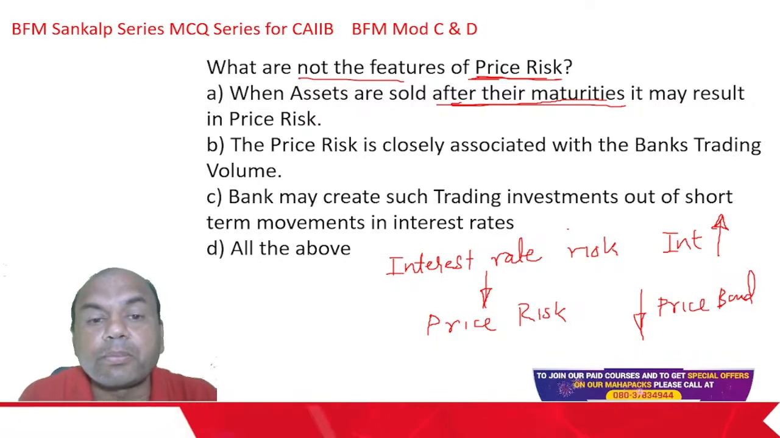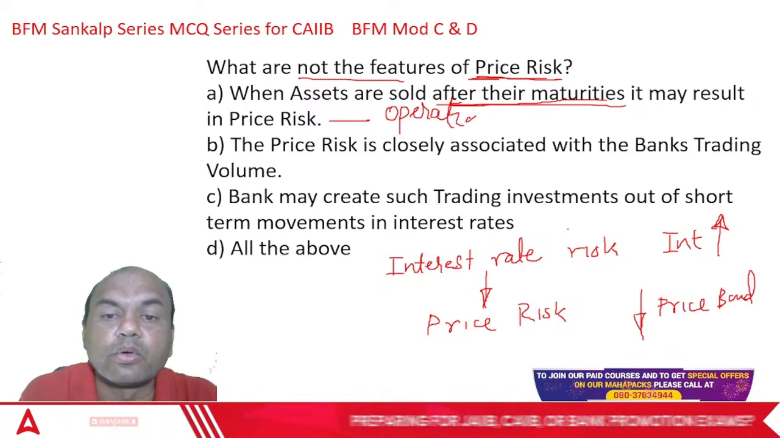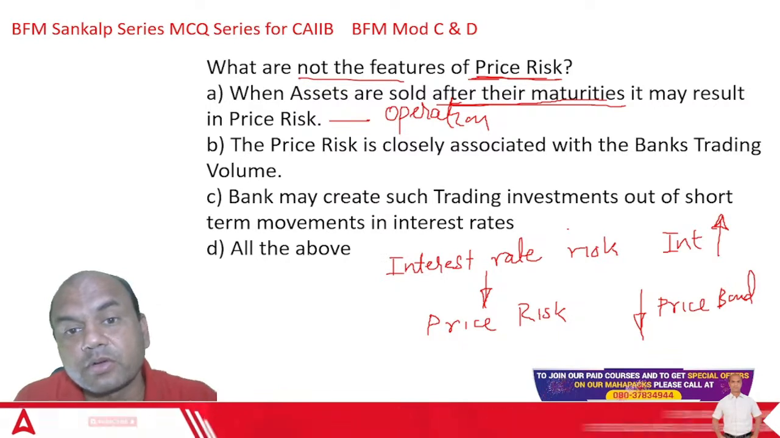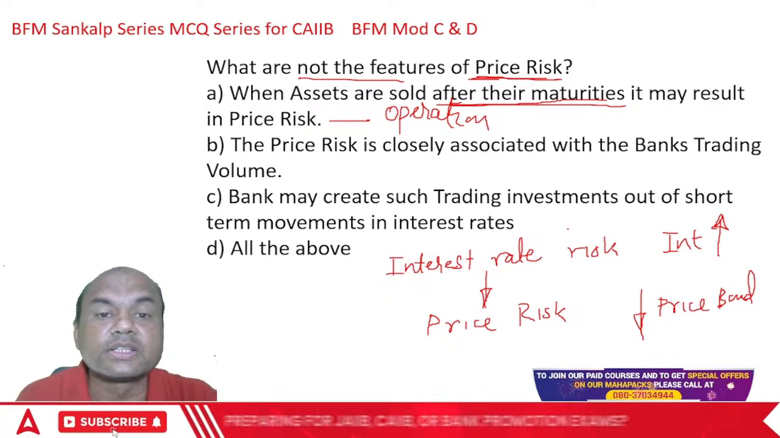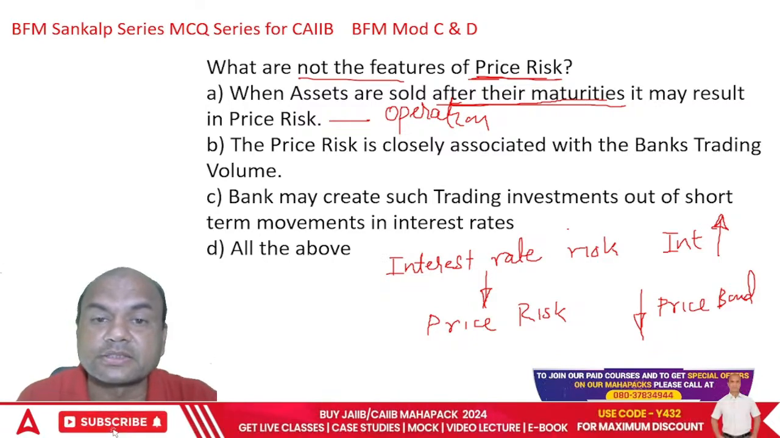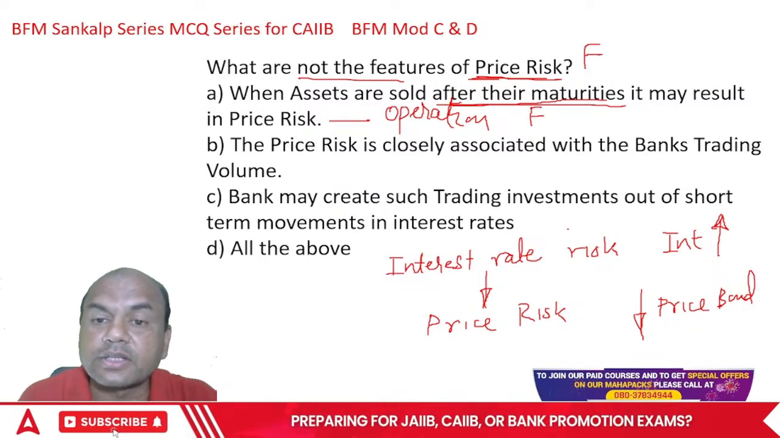This is known as operations risk. This is the part of operations risk. If you hold the bonds after the maturity also, it means your operation team is not working properly. So when the assets are sold after the maturity, it may result in price risk. So it is not a feature. We want the false one, and this is the false one. Okay, so this is true.